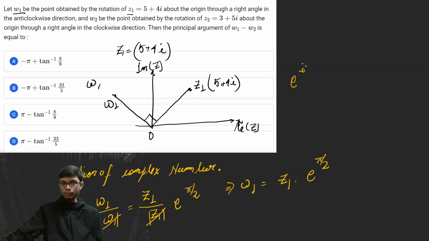What is the Euler notation? e to the power i theta is equal to cos theta plus iota sine theta. Sorry, I missed an iota over here. Let me check the result again: z1 into e to the power iota pi by 2.